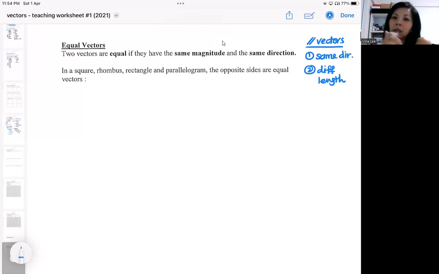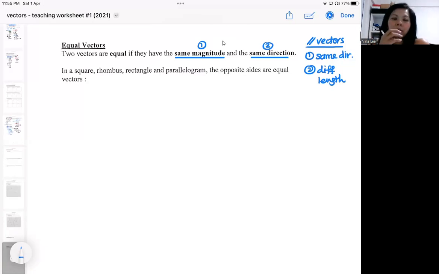But whereas in equal vectors, you need same length. So the condition will be: you will need same length and you will need same direction. So there are two conditions for equal vectors. The common condition will be the same direction, but in equal vectors, the magnitude is also the same.